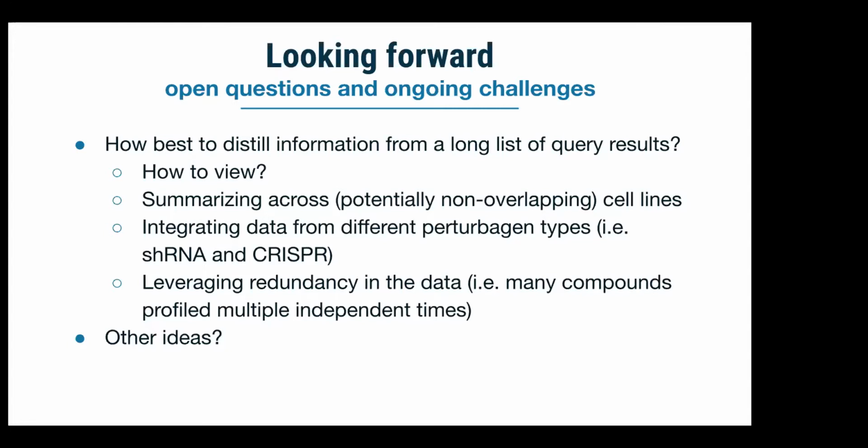Other things we've thought about are integrating data from different perturbagen types. So we showed comparisons between shRNA and CRISPR. But I think it's worth considering whether there's a way that can be formally leveraged to help glean some more insights from these long lists of query results, as well as leveraging some redundancy in the data. For example, we have many compounds that have been profiled more than once, maybe at different doses or at the same dose, just on multiple different experiments. So how do we use that multiplicity of signatures to help increase confidence in a connection? So these are all things that are worth thinking about, and it'd be great to have input from the community as well.